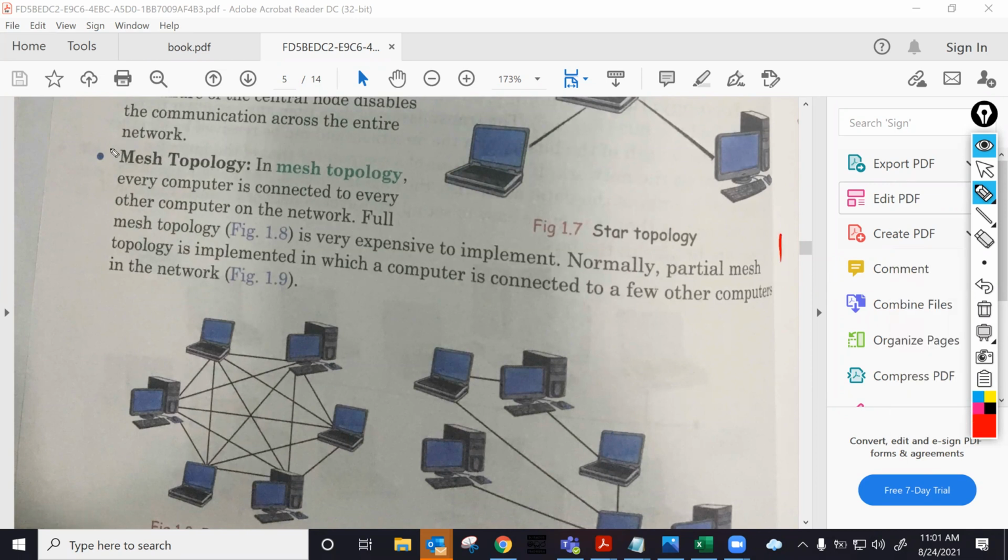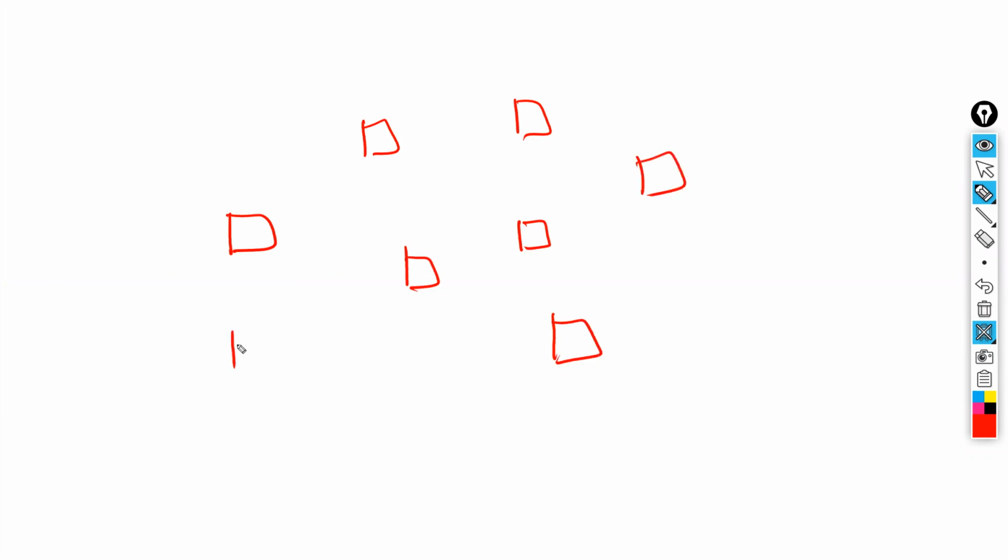Okay, next one, mesh topology. In a mesh topology, every computer is connected to every other computer on a network. A full mesh topology is very expensive to implement. Normally, partial mesh topology is implemented, in which a computer connects to a few other computers. So mesh topology is like this. I will draw the mesh topology. Say we have computers like this. These are computers, right?